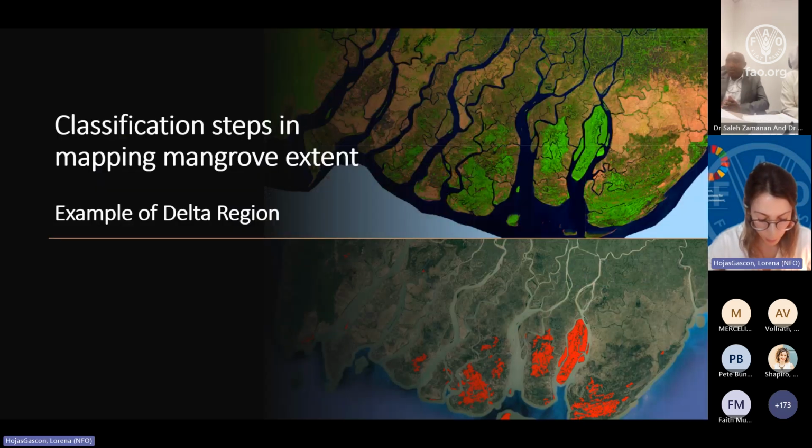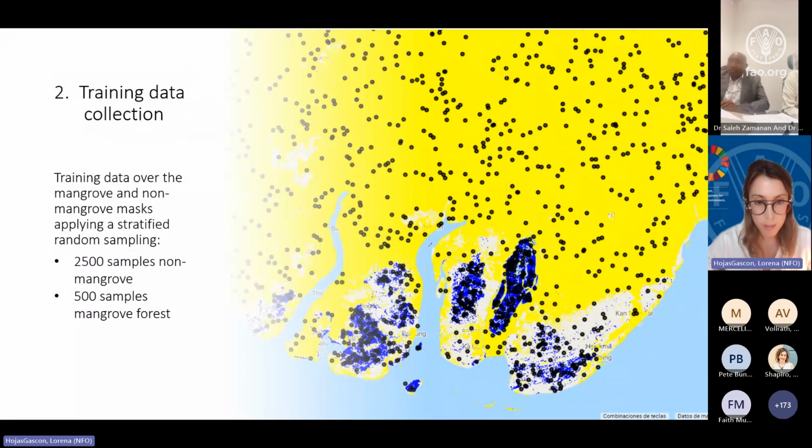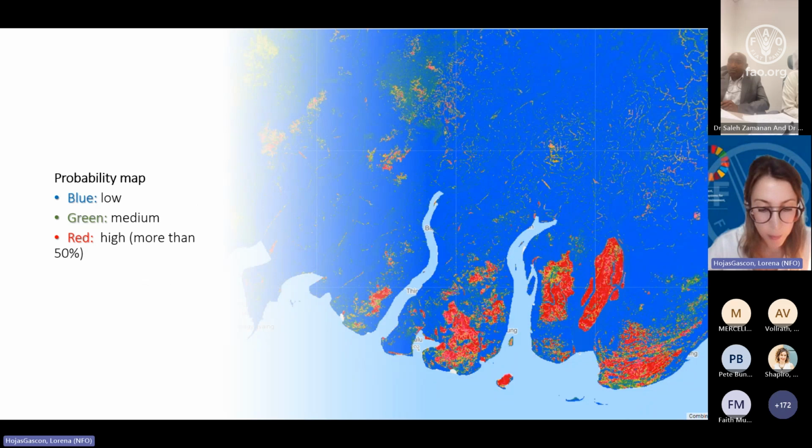Now, to pass from the model at the top to the classification at the bottom, we generated a mangrove non-mangrove mask from the global and national data sets and collected training data using a stratified random sampling. We classified the model with a supervised classification based on random forest in probability of mangrove presence, to finally get our mangrove map applying certain rules.